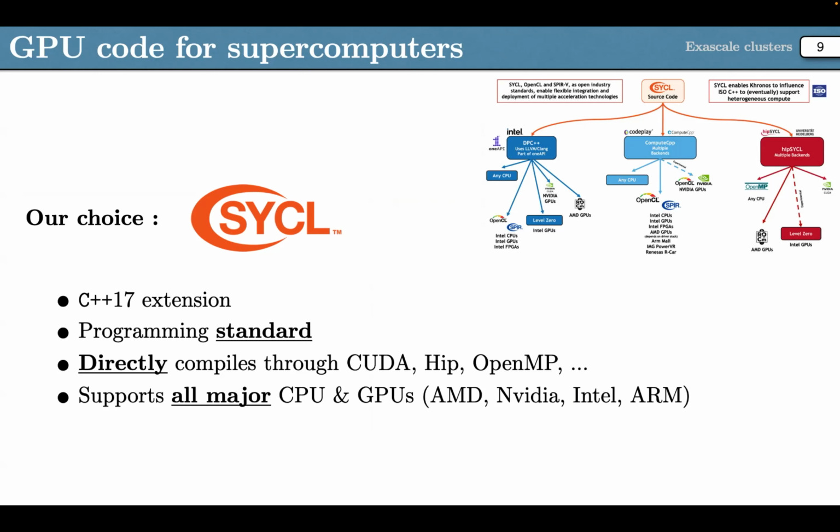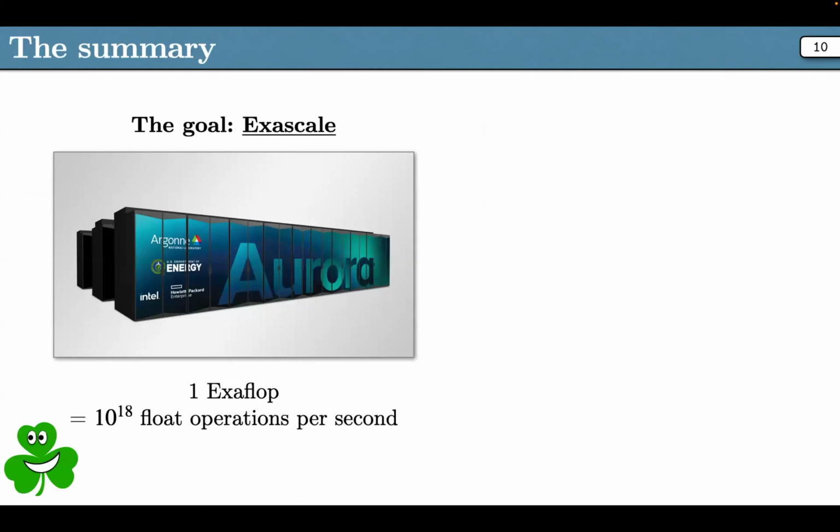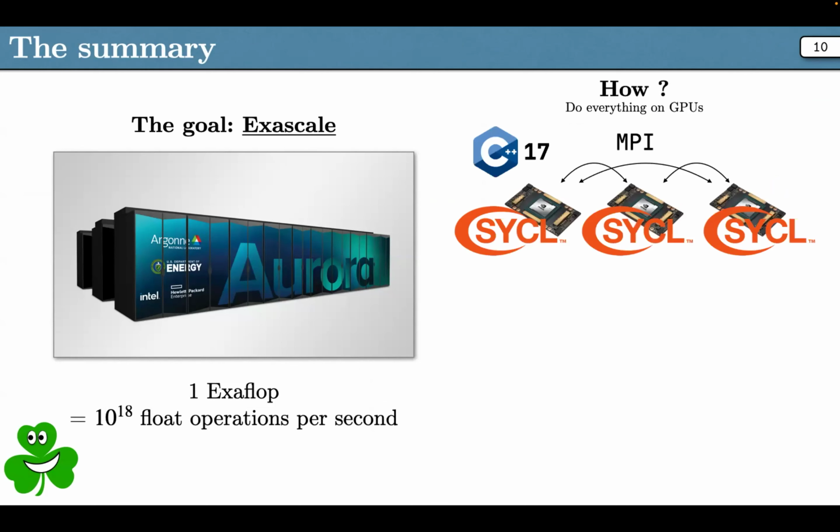Also, we support CPUs because SYCL can be compiled also to CPU using an OpenMP backend. Anyway, the goal on our side is to go toward exascale. How do we do that? Basically, the take of Shamrock is to do absolutely everything on the GPU, even stuff that wouldn't be efficient, just because we don't want to get out of the GPU to avoid wasting time.